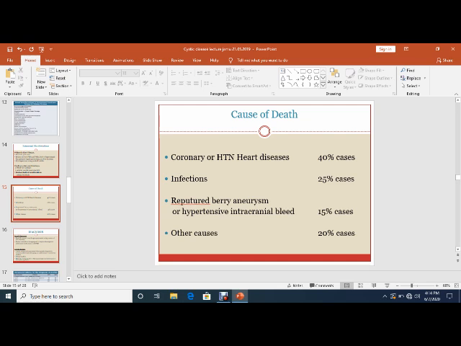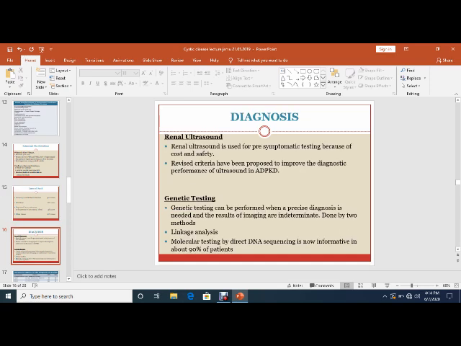This slide shows the cause of death or mortality in polycystic kidney disease, why these patients die. If you see, 40% major contribution of the cause of death is hypertension, heart disease, coronary, cardiac cause. After that 25% is infection, sepsis, 15% is the rupture of berry aneurysm and 20% are other causes.